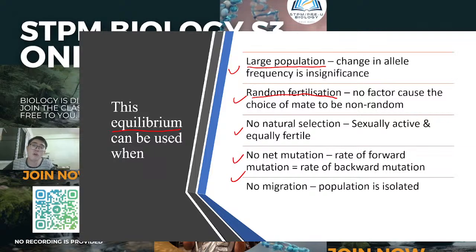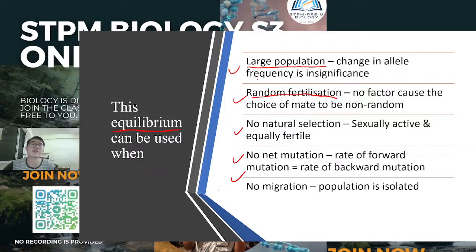And then no natural selection. If you want to use this equilibrium, we assume that no natural selection occurs. Then no net mutation, and then no migration. Meaning within one population there is only that one population. No one moves in or out. There is no migration at all.